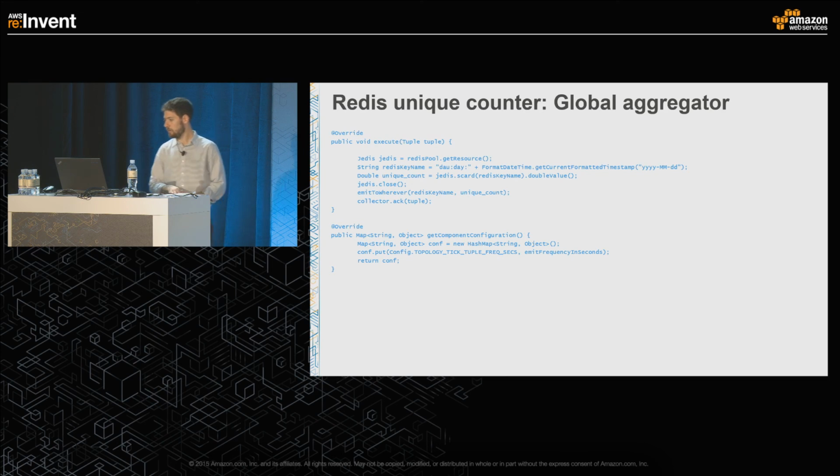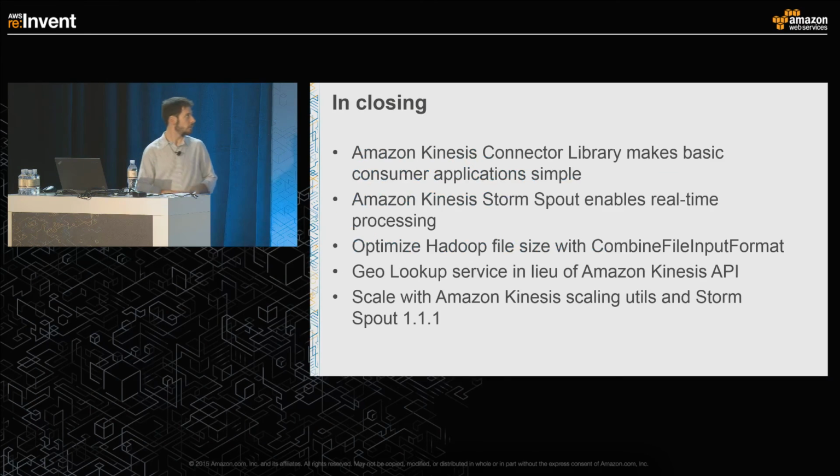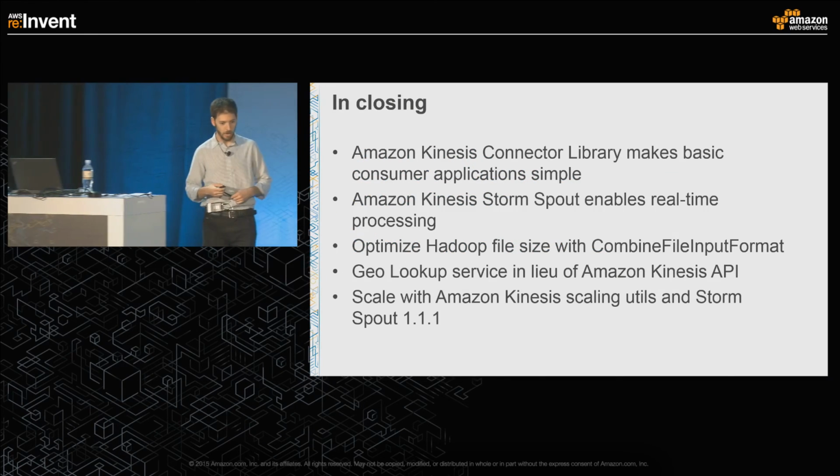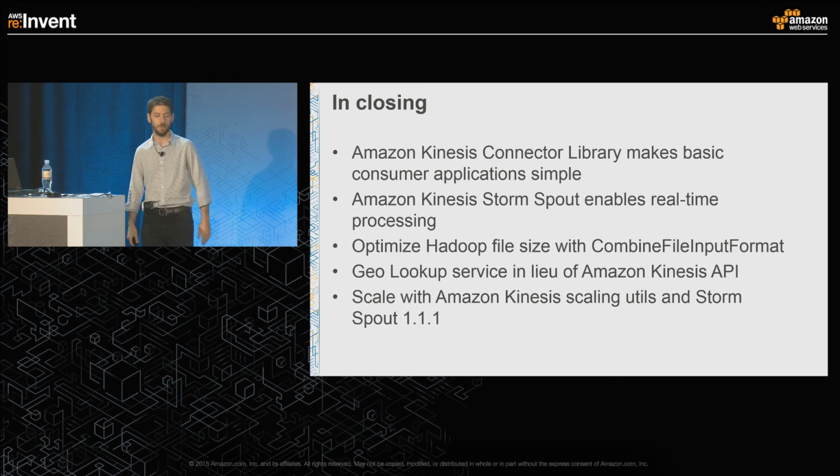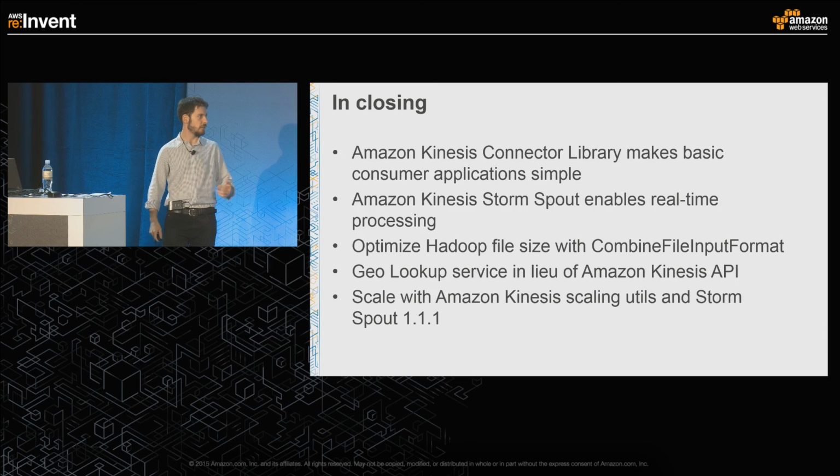All right, so what did we talk about? We talked about the Kinesis connector library and how you can use that to build basic consumer applications really quickly. You just need to set up some classes that implement a few of those interfaces. It's really simple. How you can use the Kinesis Storm Spout to do real-time processing with Apache Storm. We talked about how you can get around some file size bottlenecks with a combined file input format.